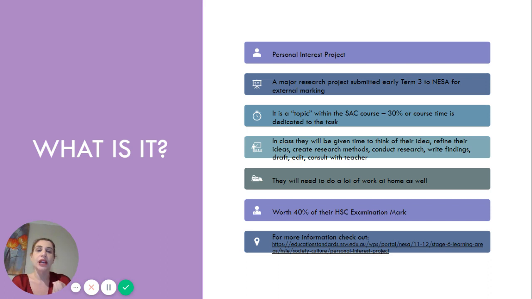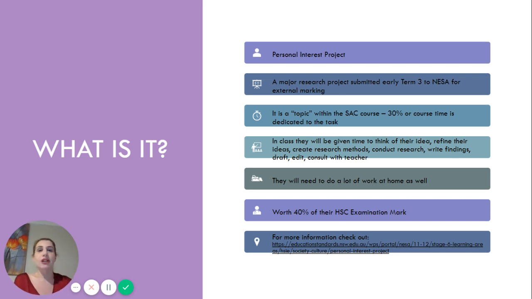This subject's been going for over 30 years. It's really this PBL, project-based learning, that is all the rage in other faculties now. But the social sciences and history faculties who run society and culture, we've been doing this all along. And we know that it really works and it gets some rich data for the kids to grapple with and improve some of their literacy skills. It's going to be submitted early term 3 to NESA for external marking. It's not marked at school.